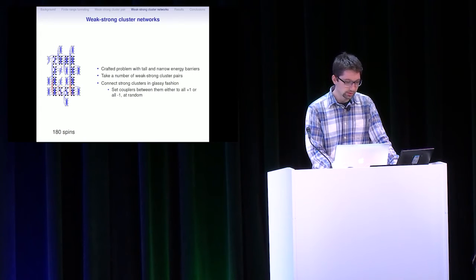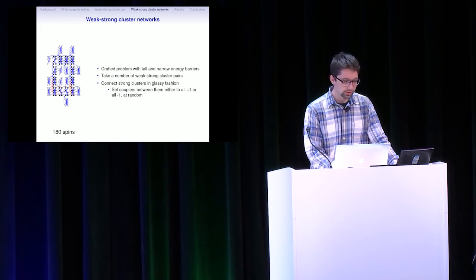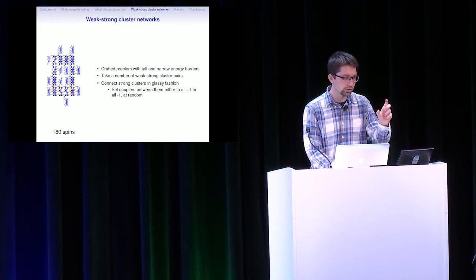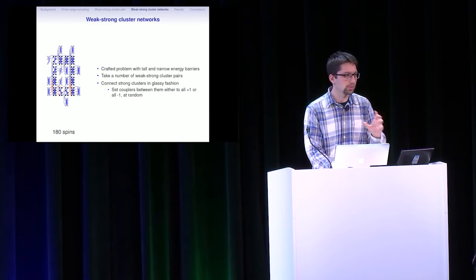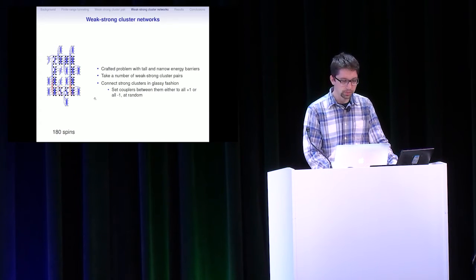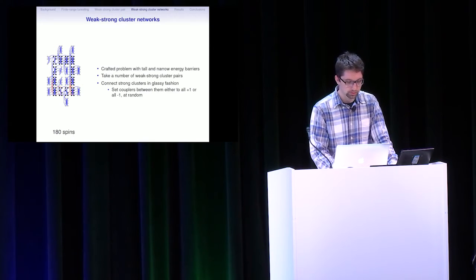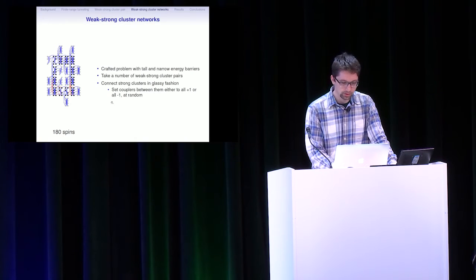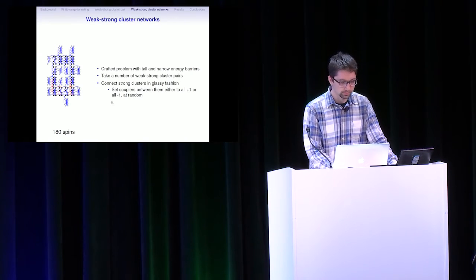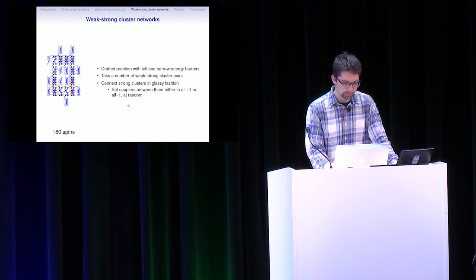So here, these black unit cells are the strong clusters of a number of weak-strong cluster pairs, and their weak clusters are just hanging off on the side, like you can see here. And we connect the strong clusters together by randomly choosing, for each pair, whether to set their couplers to minus 1 or plus 1. Because that's similar to maybe a spin glass problem at 0 temperature, if you collapse the unit cells to single spins, we call this a spin glass kind of way of connecting the strong clusters.